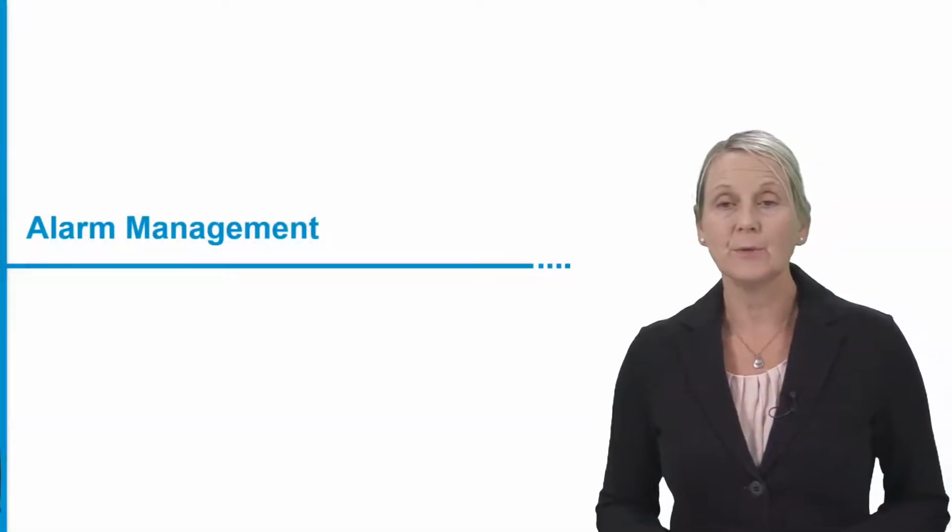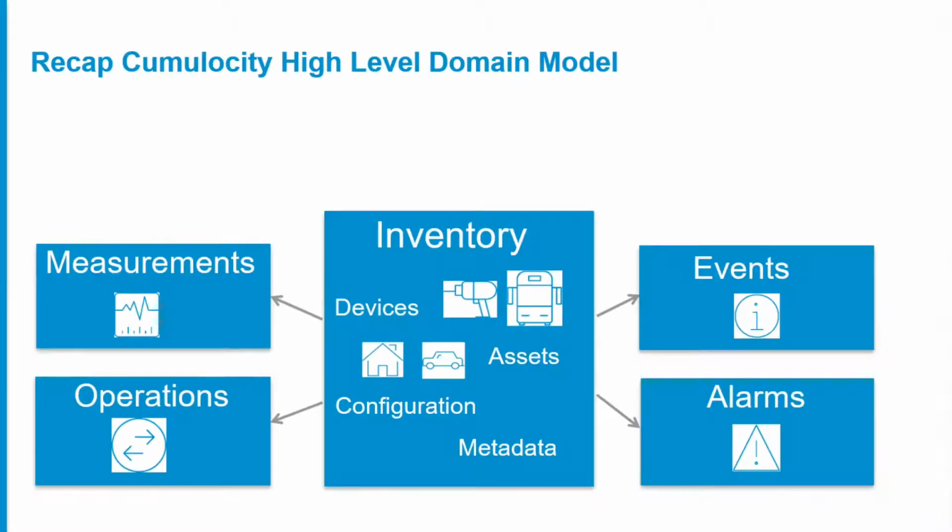So let's start with alarm management. This slide provides us with a recap on the Cumulocity domain model. We have the inventory, which stores all master data related to the devices, their configuration and their connections, and it contains all assets like vehicles, machines or buildings and their structure.